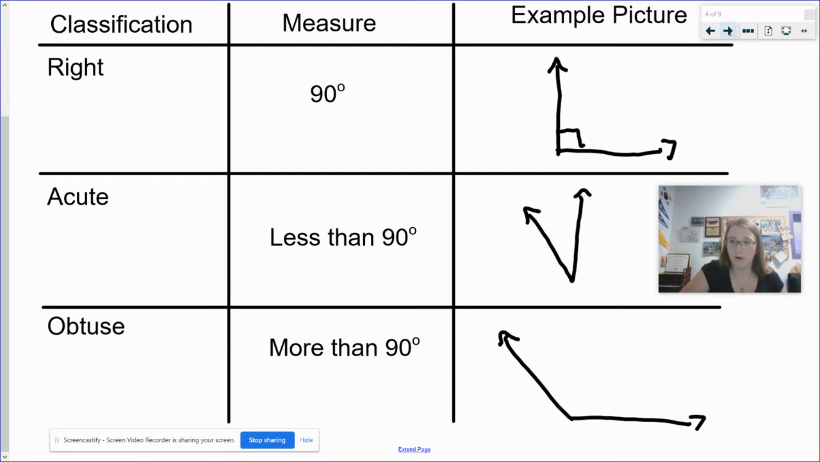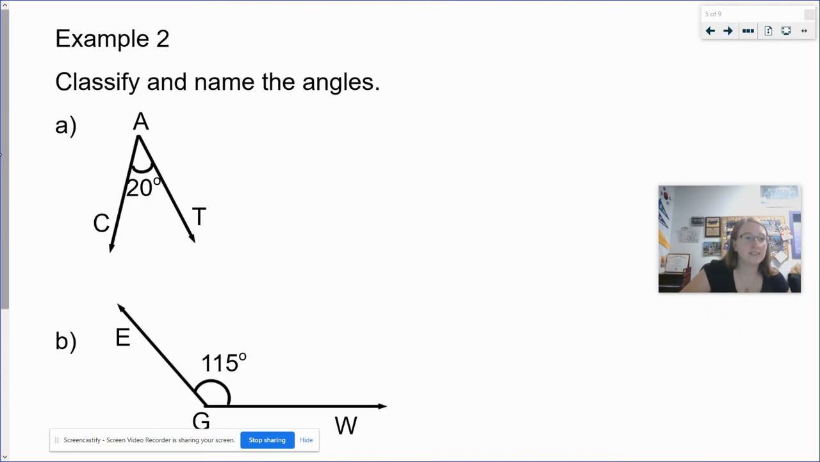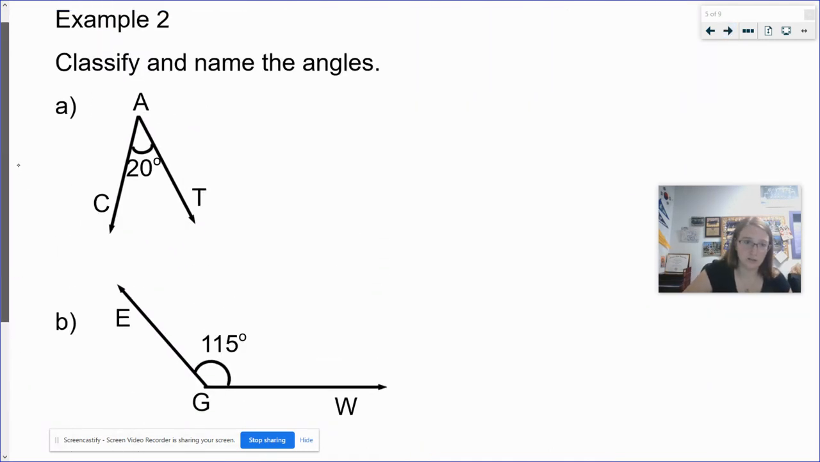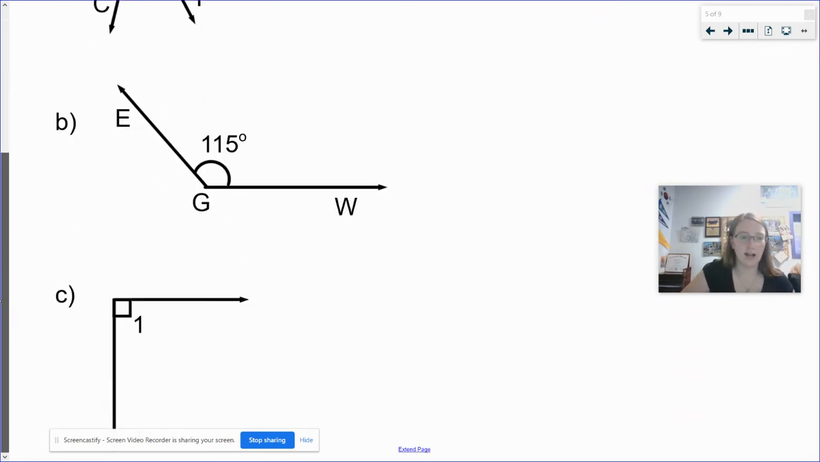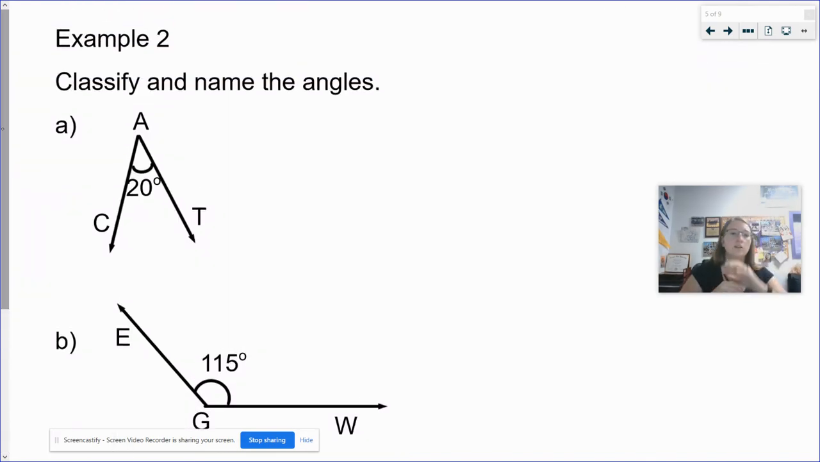So let's go ahead and keep going from here. Please, again, I'm going to keep saying it, pause when you need to. So we're going to classify and name the angles, yeah? So let's go ahead and look at letter A. I'll do letter A with you so you know what I mean, and then you're going to try B and C. So classify and name the angles. So to start with, this tells us this is 20 degrees. Now, this little curve right here, I just want to let you know, is how we kind of show what angle we're talking about.